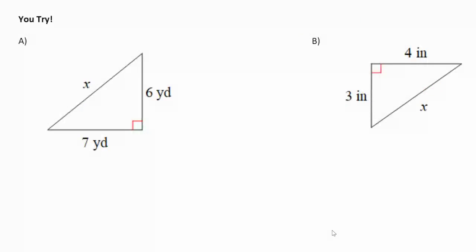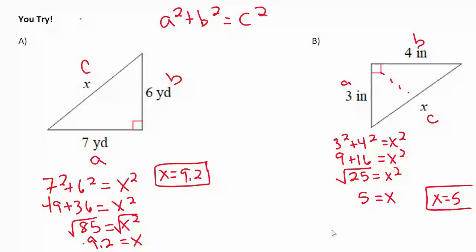For the You Try, we're going to give you a moment to try to see if you can use the Pythagorean theorem to solve for the missing side. And here are the worked out answers for the You Try problem.